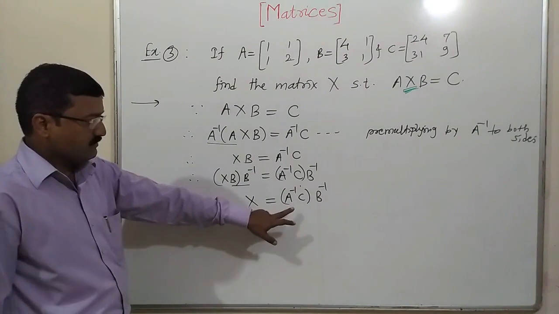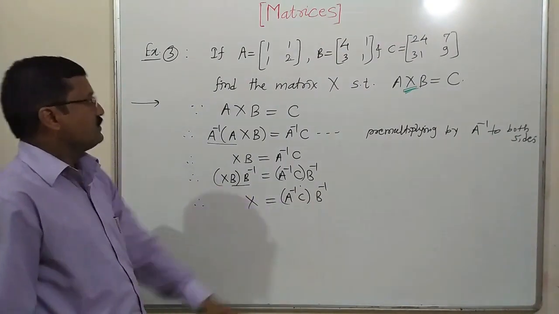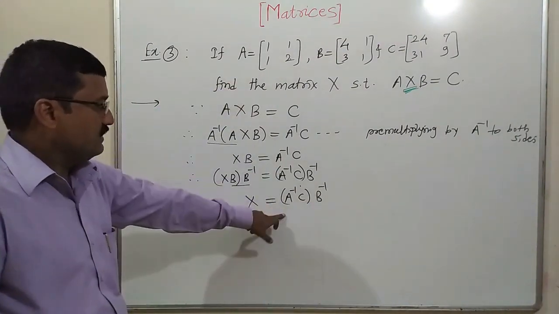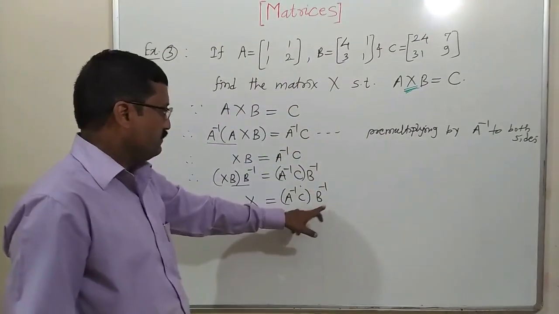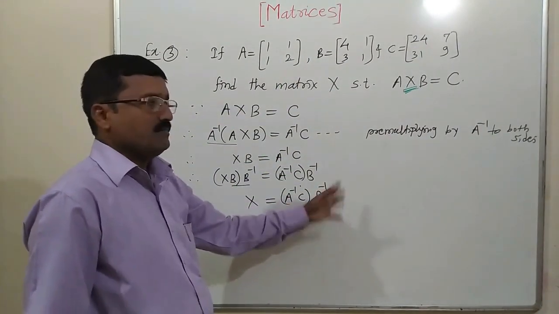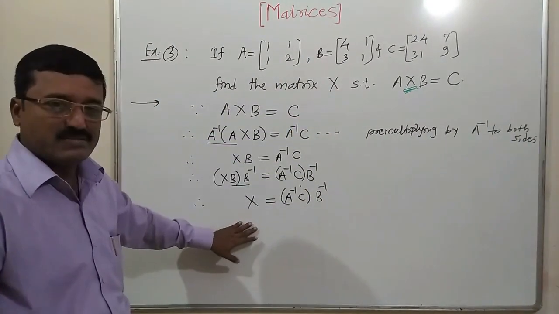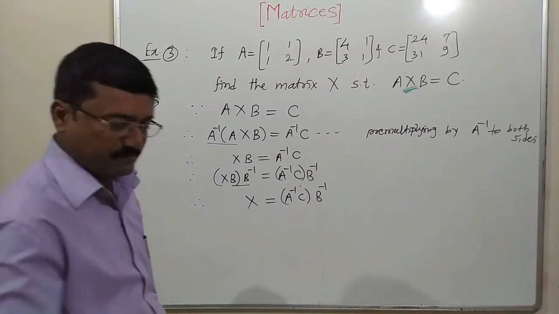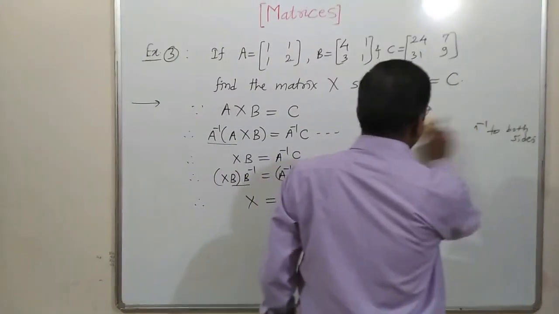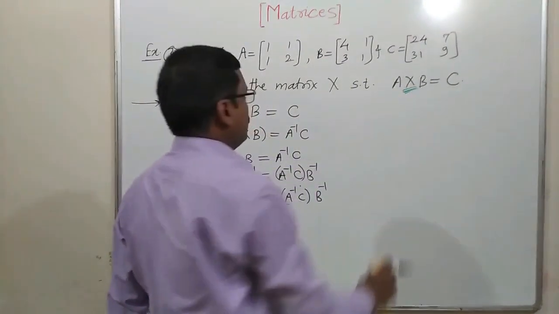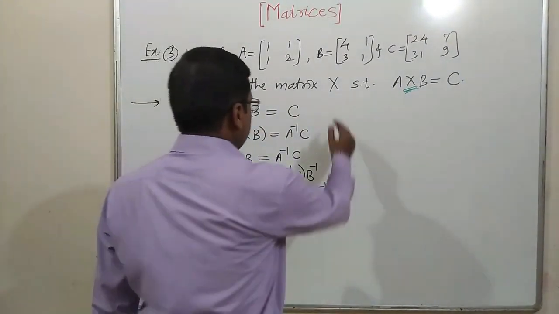So this X is nothing but A inverse C B inverse. A is given, so we can write A inverse. B is given, we can find B inverse. Take these two multiplications, and we will get the required matrix X. Okay, let us follow this. For that we will write here directly the inverses of A and B.